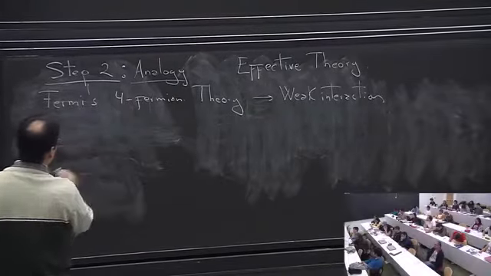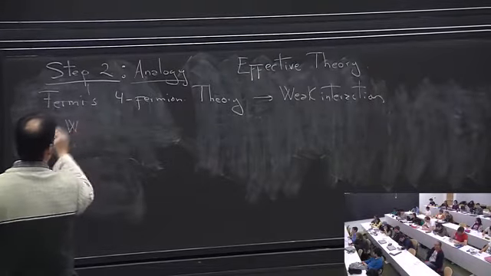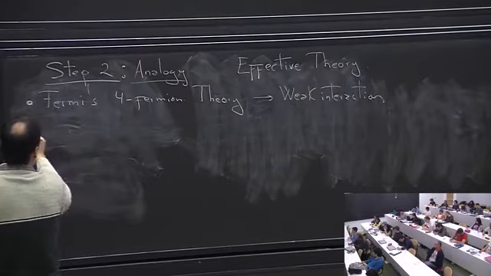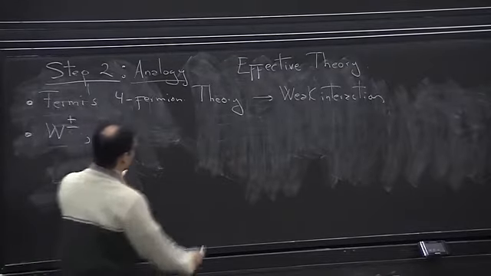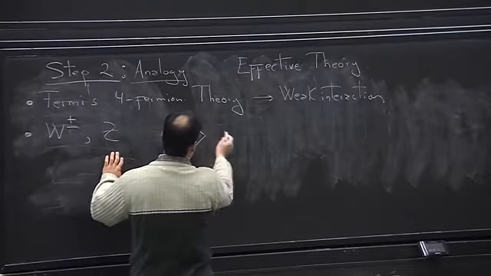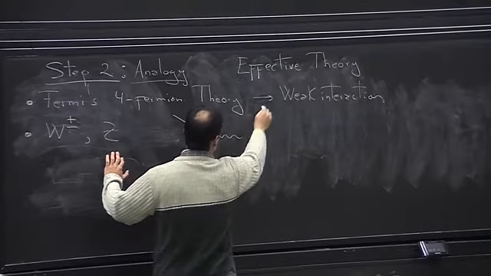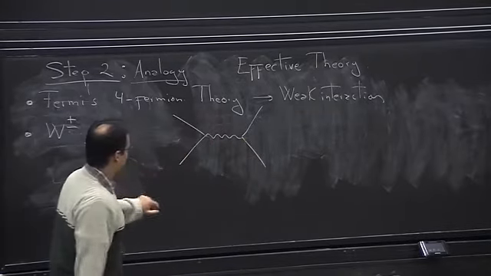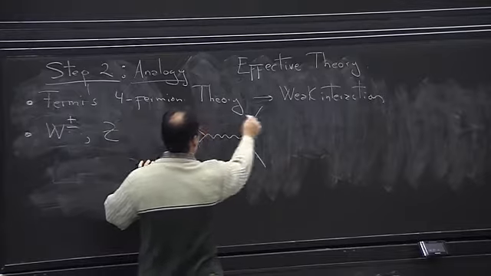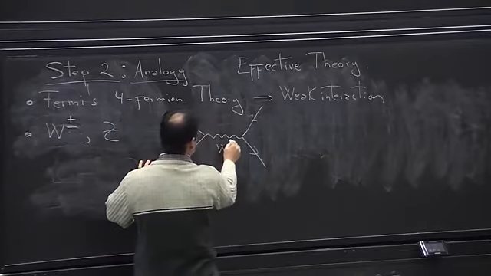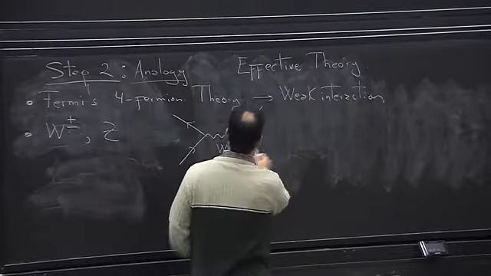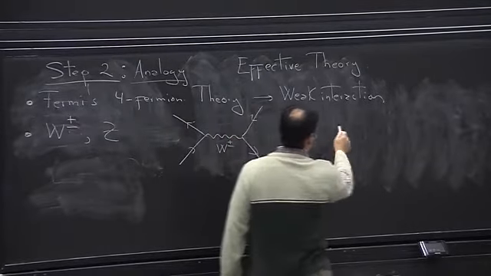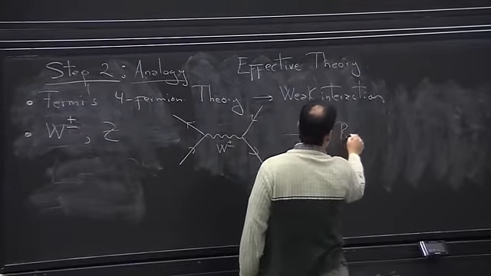Okay? So what was discovered was that we also had to add W's and Z bosons, and then our 4-fermion interaction was replaced by a nice interaction where we had W plus minuses propagating there, okay? And this came from a theory that could be made renormalizable.